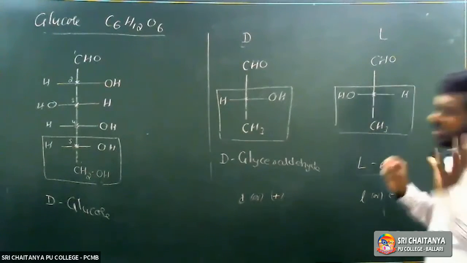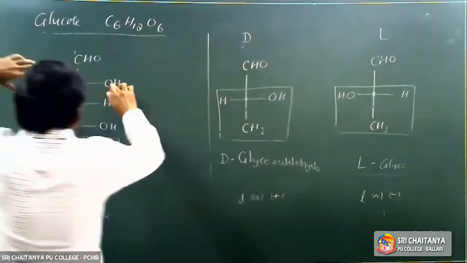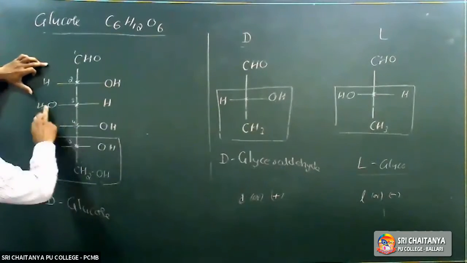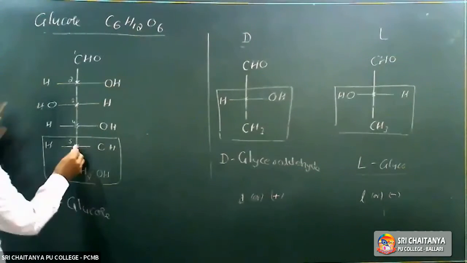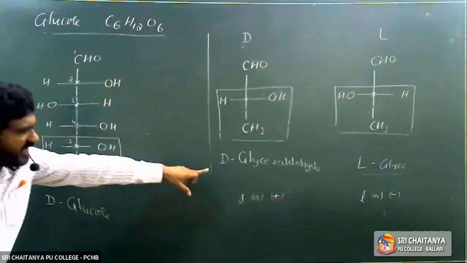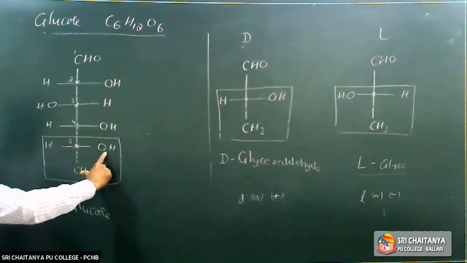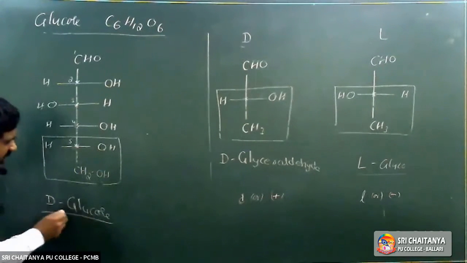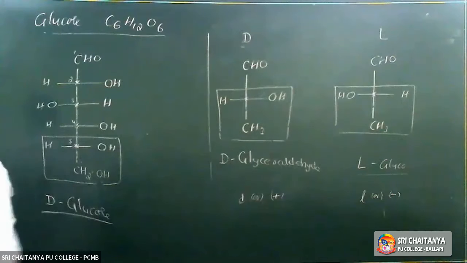Next, in case of glucose, which is a pentahydroxy compound with 1, 2, 3, 4, 5 hydroxyl groups, on the highest asymmetric carbon the OH is present on the right hand side, as in capital D glyceraldehyde. Hence it is called D glucose.